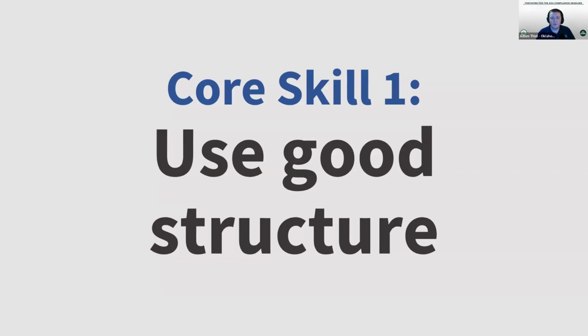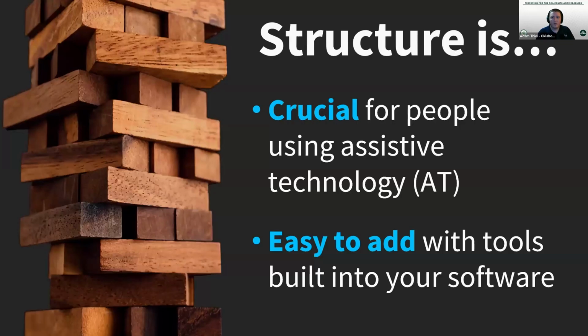So the first one, use good structure. Structure is crucial for people using assistive technology. And that is because if your content is not structured in a particular way, then people who are using assistive technology can't actually access it. I also want to mention that it is pretty easy to add to your documents with tools that are already built into your software.